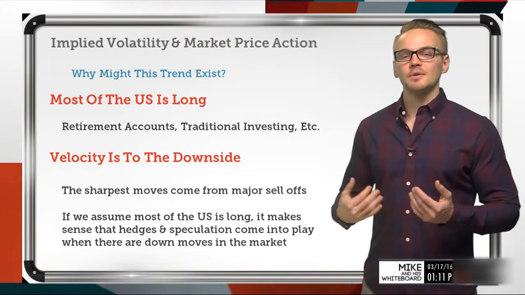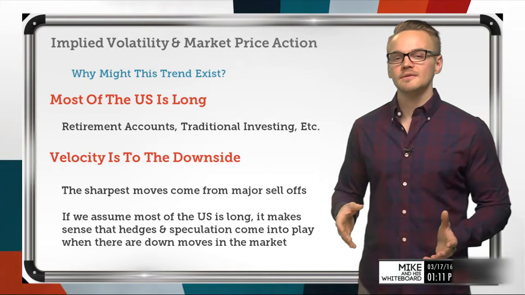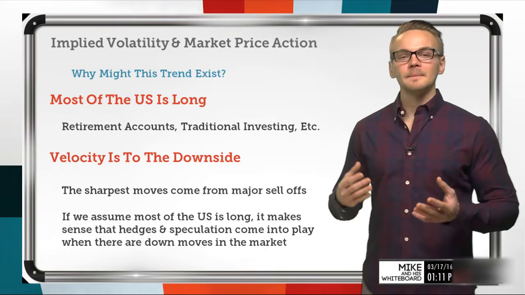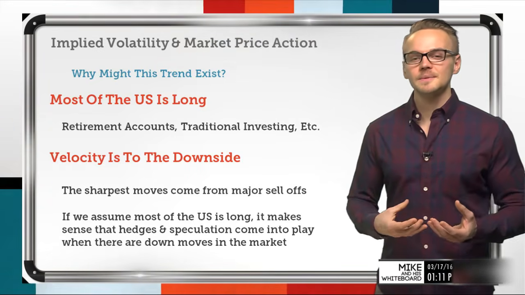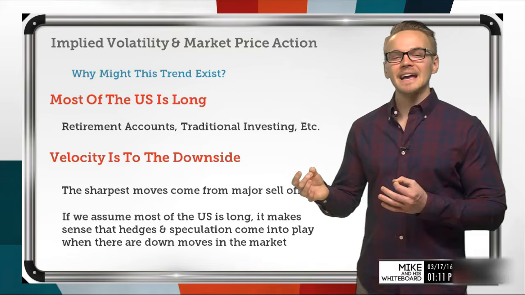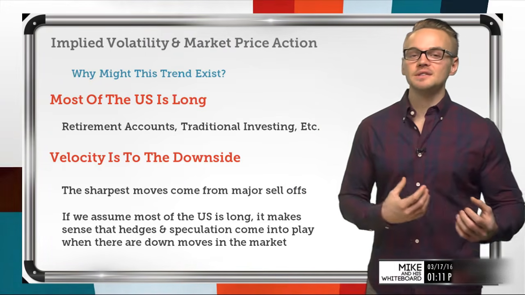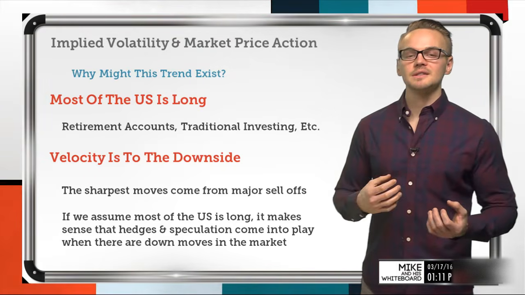But when you look at previous crashes, you can see massive sell-offs in a very short period of time. So if we can agree that velocity is to the downside, and we know that fear can then be associated with downside moves, that's where we can tie in the relationship between volatility increasing when prices go down and vice versa, volatility decreasing when prices are going up.